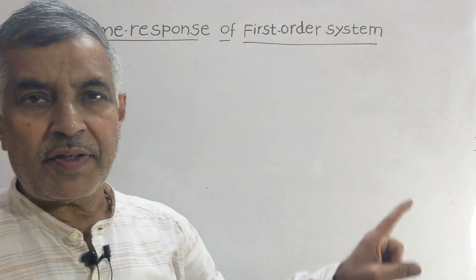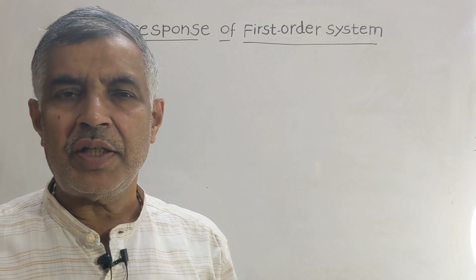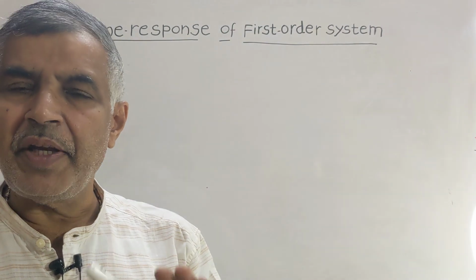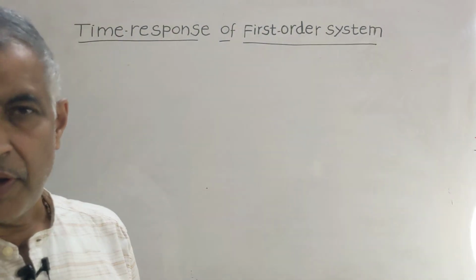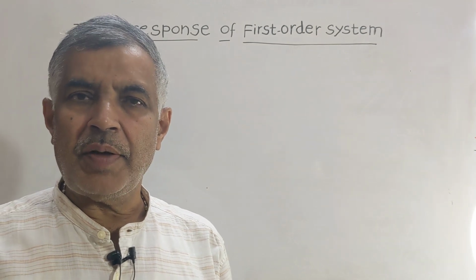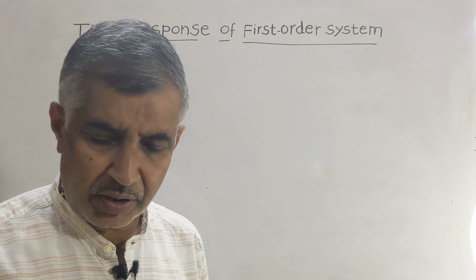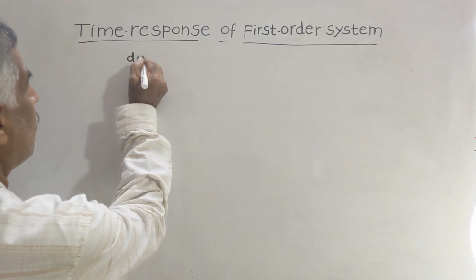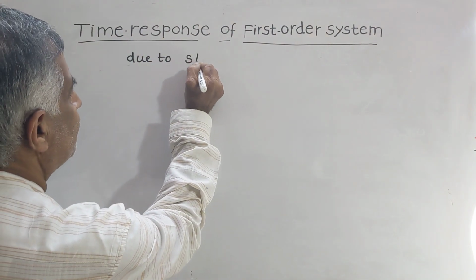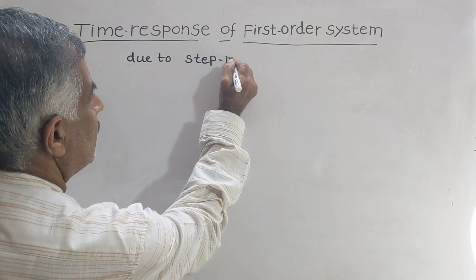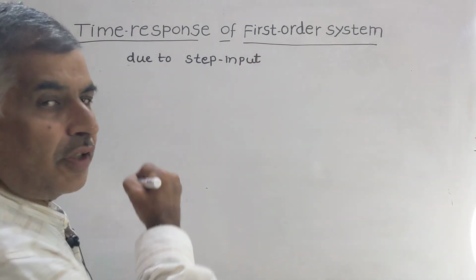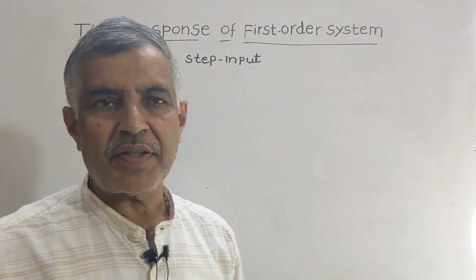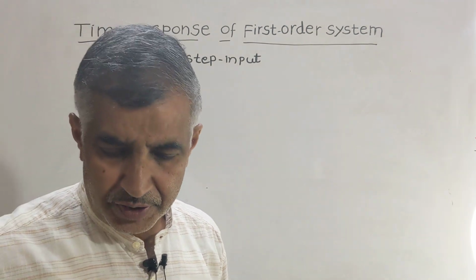So, time response of first order system. How first order systems behave when subjected to different inputs in time domain. As you know, we have to consider three types of inputs. Now I will consider the step signal first. So, time response of first order system due to step input. I will consider unit step input. Time response of first order system due to step input is what is called the step response of first order system.